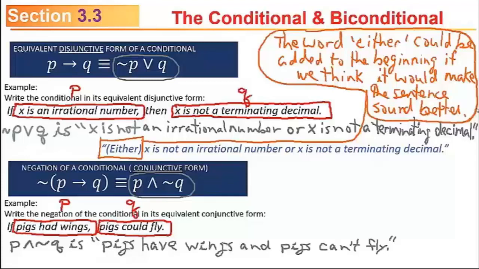But the important part is that you've got to get the and. The conjunctive form produces an and between the statements, and the last statement is the negation of Q. Q is pigs could fly, so not Q would be pigs couldn't fly. Or again, you're not worrying too much about the tense exactly. You just want to make it sound a little better. So you might say something like pigs have wings and pigs can't fly. Not worrying too much about the tense of the verbs. You could change it even to something like this. Pigs have wings and they can't fly. The exact wording is not important. It's the structure that's important and the meaning behind what you said.